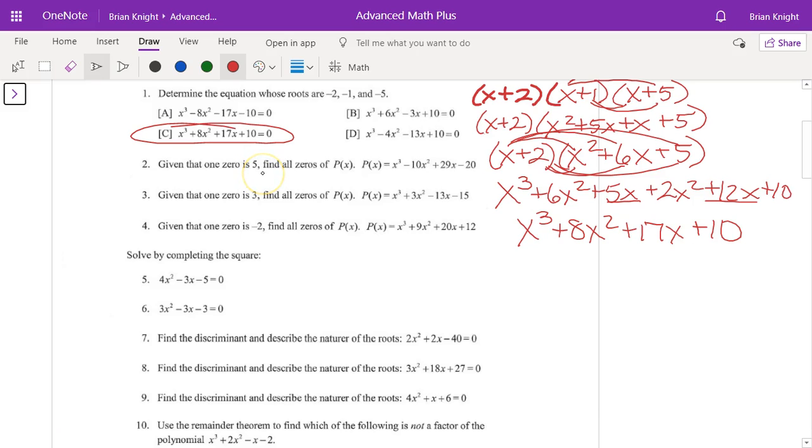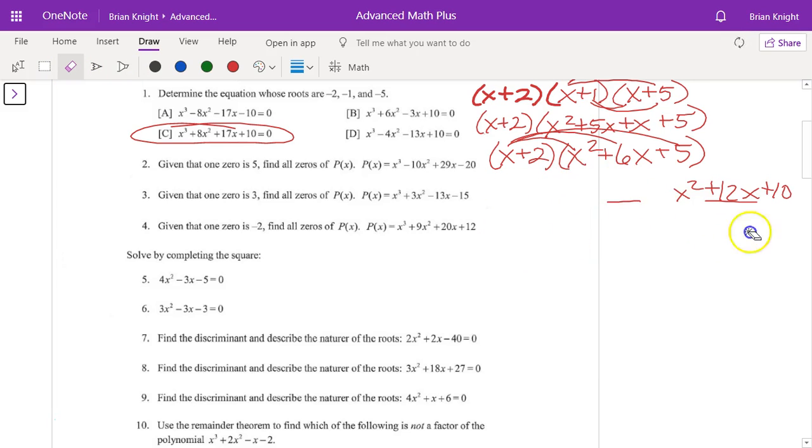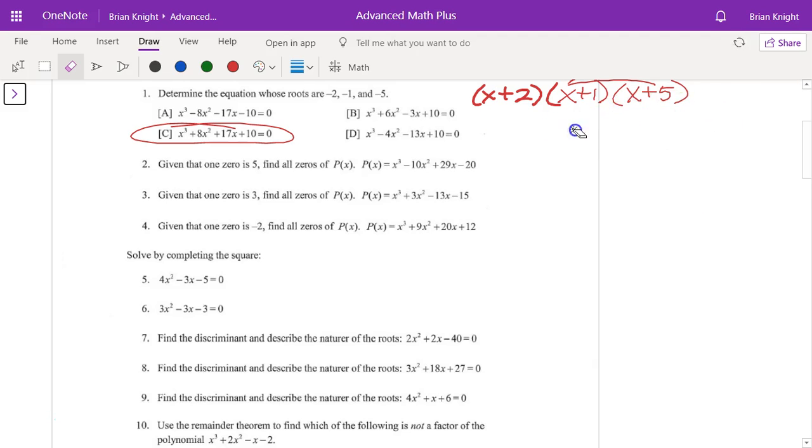Number 2. Given that 1, 0 is 5, find all zeros of p of x. Now, these you can also cheat and put in your calculator, but I'm going to require some work on these. So I'll let you off on number 1 if you need to. For 2, 3, and 4, make sure you show your work. These are the ones where you're going to synthetically divide by the 0 that they give you. They give you 1, 0 of the 3.